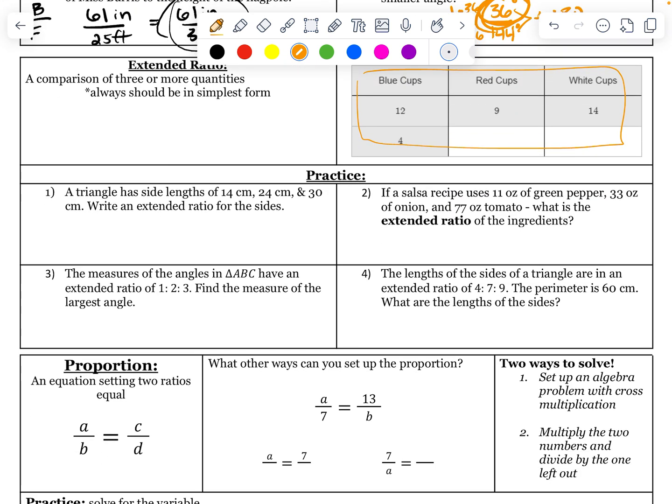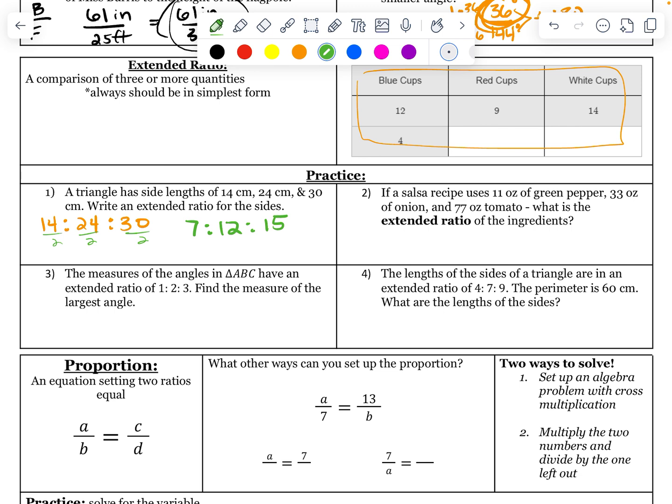A triangle has these side lengths. Write an extended ratio. So you can't write a triple fraction, so we're just going to go 14 to 24 to 30. Now, you have to be able to divide by every single number in here. It cannot be, oh, this one can be divided by 7, but that one can't be. No, you have to divide them all by the same number. So let's see, it looks like these are all divisible by 2. So I can say 7 to 12 to 15.